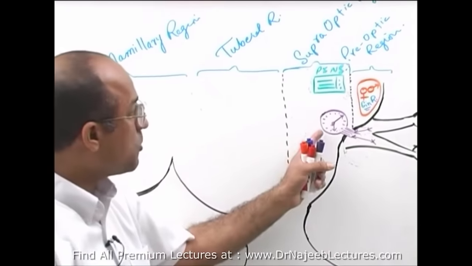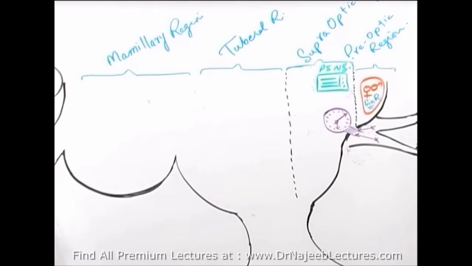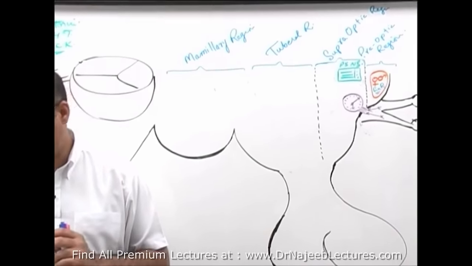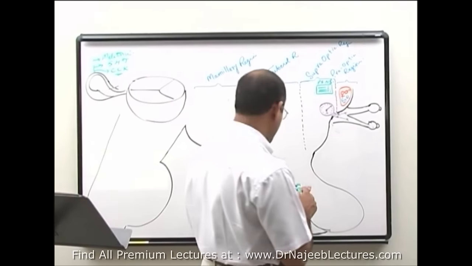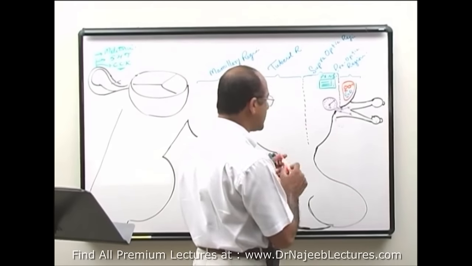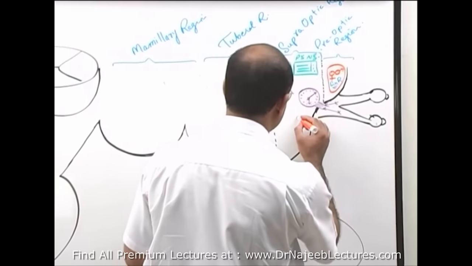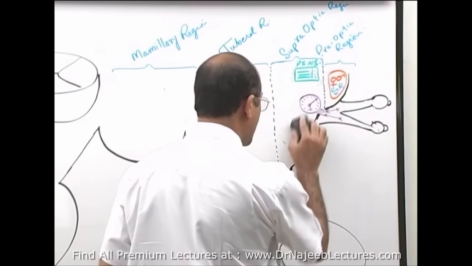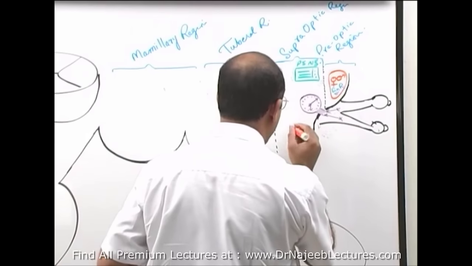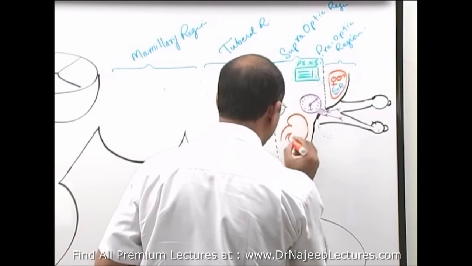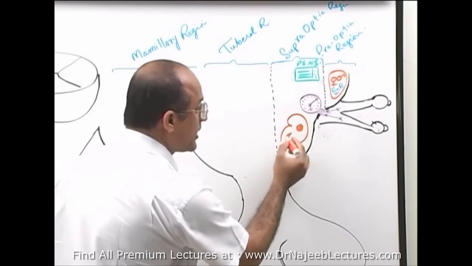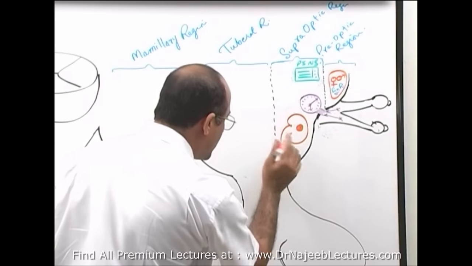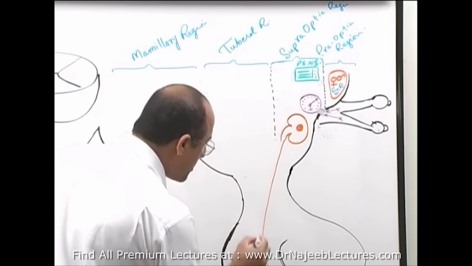Is that right? So both the suprachiasmatic and anterior hypothalamic nuclei are in which region? Medial side of the hypothalamus, right? In which region? Supraoptic region. Then there is another nucleus here. What is it? Supraoptic nucleus. And last time we were discussing that the supraoptic nucleus has antidiuretic hormone producing neurons, right? And these neurons have their axons going to the posterior pituitary.